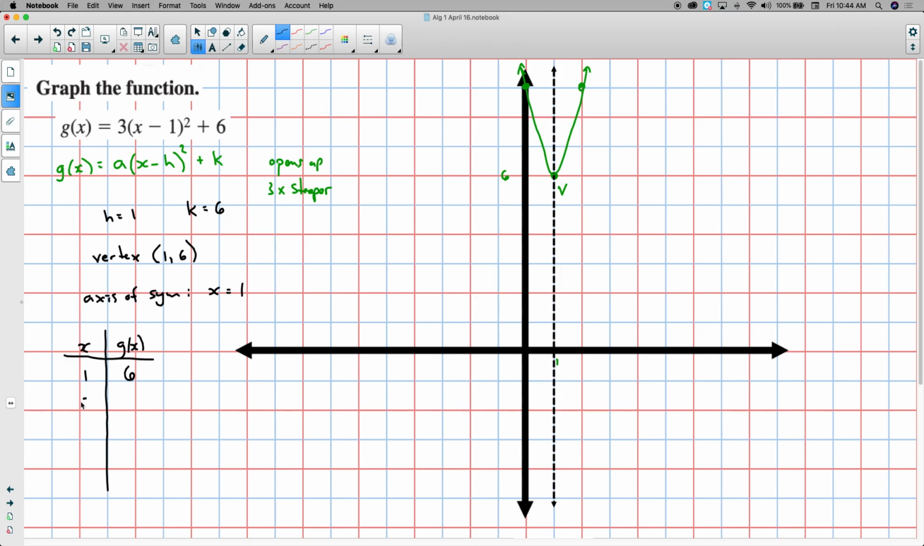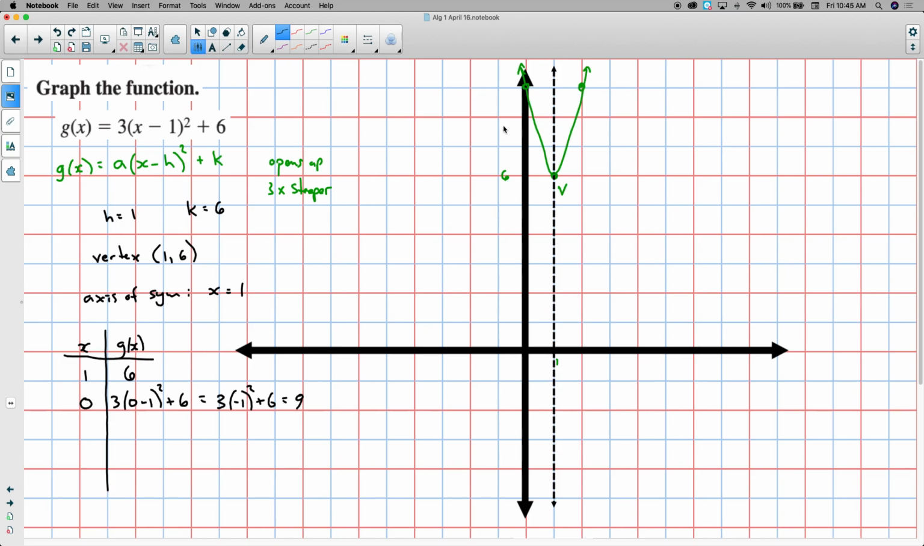All right, another easy point to put in is 0. So if I put in 0, you get 3 times 0 minus 1 squared plus 6, which is 3 times negative 1 squared plus 6, which turns out to be, that's positive 1, so that whole thing goes to 9. So 0, 9, 0, 1, 2, 3, 4, 5, 6, 7, 8, 9.